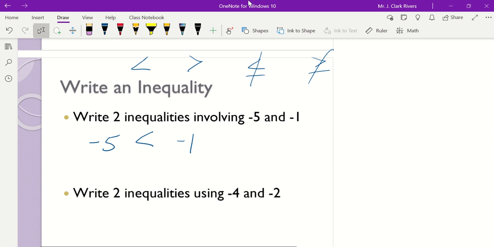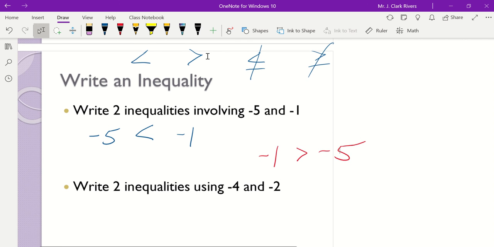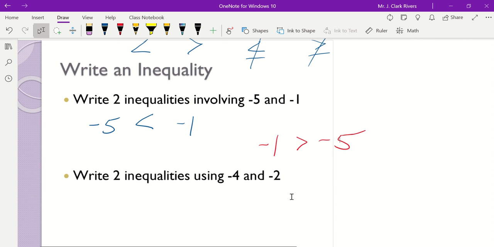Quinn, I'll come to you in a second. What do you think, Quinn? I said -1 is greater than -5. -1 is greater than -5. Good. I like it. Guys, on your own, do the same thing with -4 and -2. Use less than or greater than. Don't use less than or equal to, greater than or equal to. Write two inequalities with those two integers.